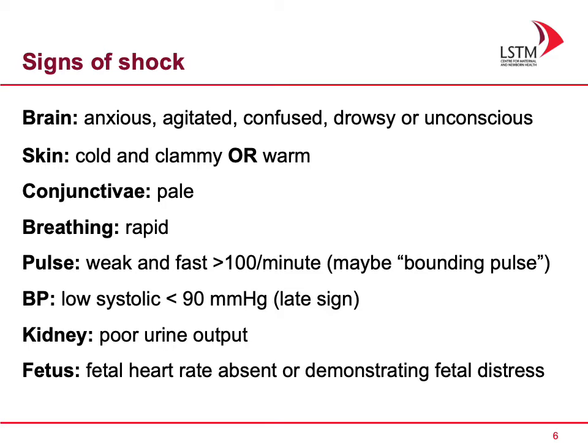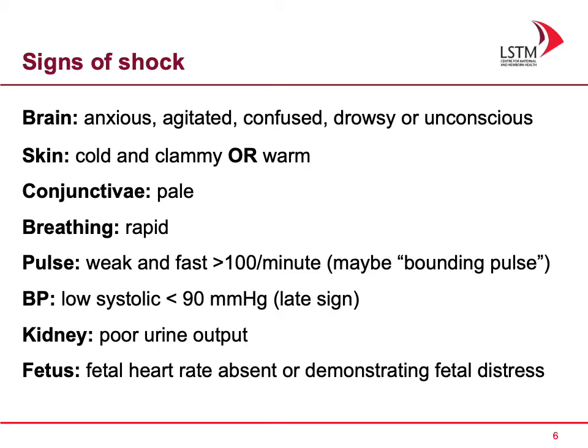The skin may feel cold and clammy, and it often does in shock, particularly hypovolemic shock. But in the early stages of septic shock, the skin is likely to feel abnormally warm. Although as septic shock progresses and the blood supply to the skin is finally shut down, this may change. The conjunctivae will appear to be pale.